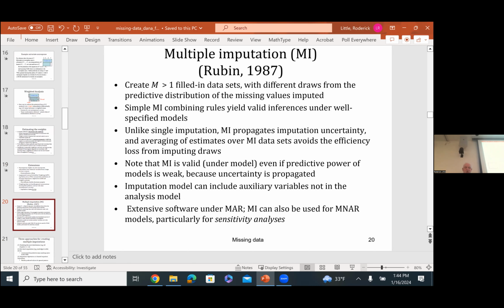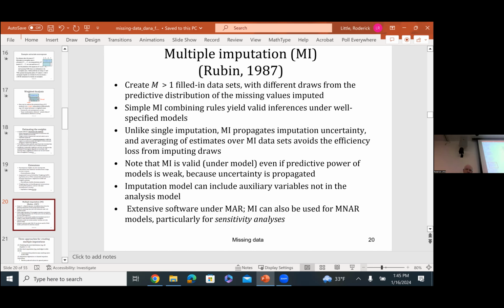So what about multiple imputation? You have a model that creates a predictive distribution for the missing values. You then fill in the data using draws from that predictive distribution, but do it multiple times. So you create a set of, say, M filled-in data sets, each with different draws from the predictive distribution of the missing values. The predictive distribution could come from a parametric model, like a multivariate normal model, or from some other kind of algorithm that gives you a sensible predictive distribution, like the hot deck.